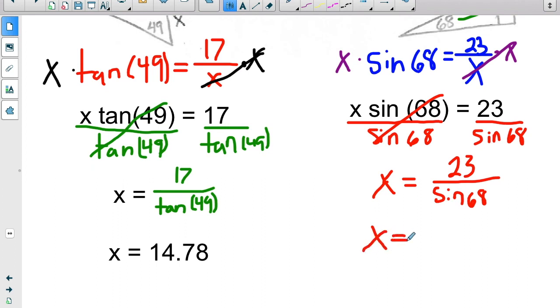So to find this value of x, to find the one we're missing now, because x is by itself, we can plug this in as 23 over sine of 68. And 23 divided by sine of 68 will give us 24.81 or 24.806. Either one of these will work, and that's our answer. That's all we have to do for this one here.